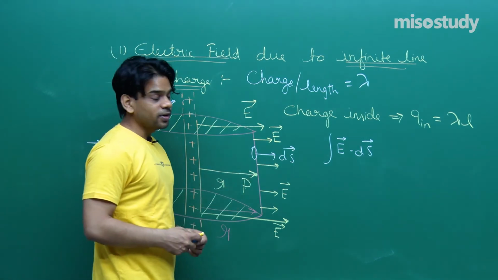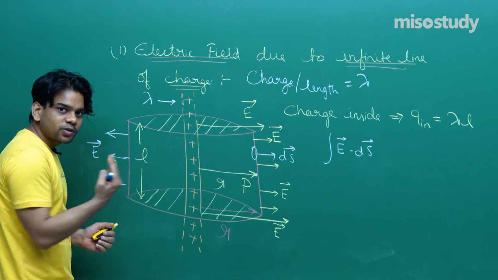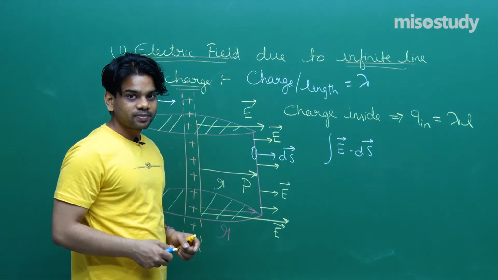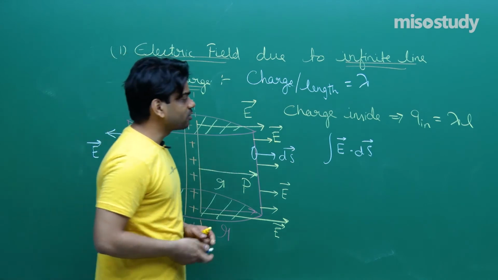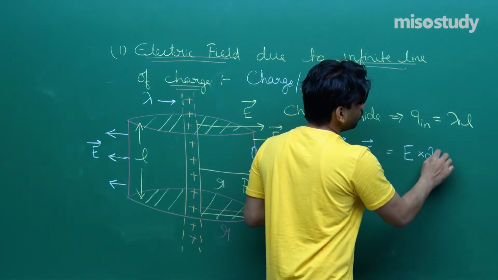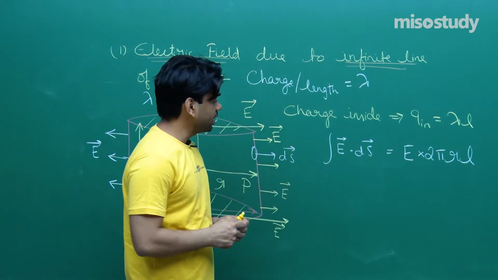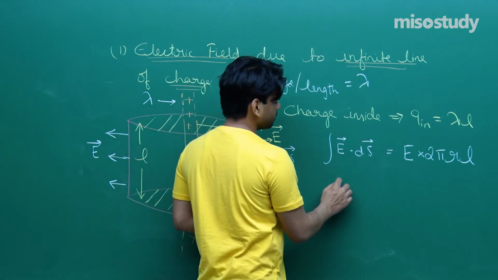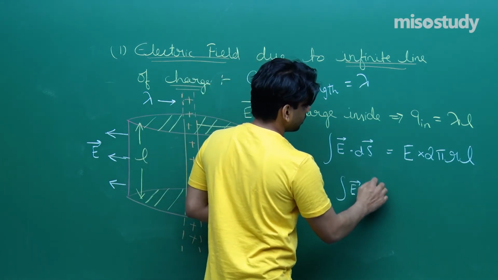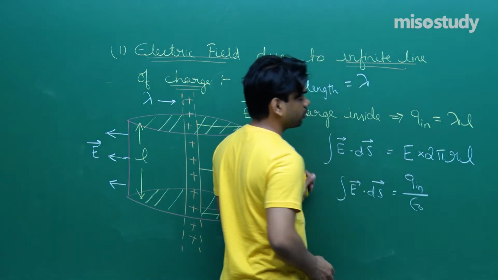Now E dot ds, if we evaluate, E is uniform, and for the curved surface of the cylinder, the area is 2 pi r into L. 2 pi r, the circumference, into L, will be the area. So this will come out to be E into 2 pi r L. We evaluated the third step. Fourth step, equate this E dot ds with q in upon epsilon naught.